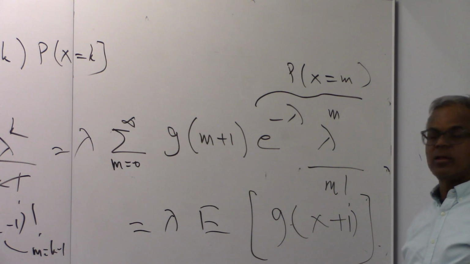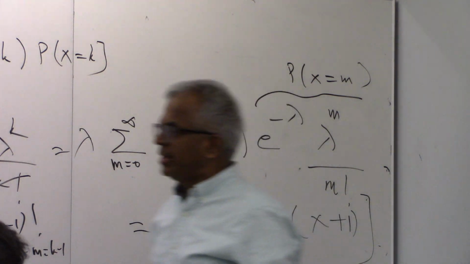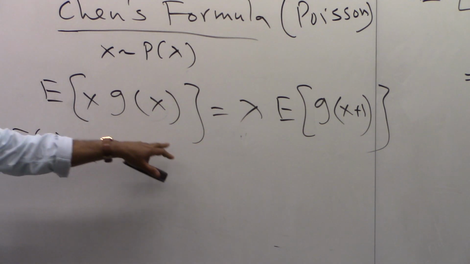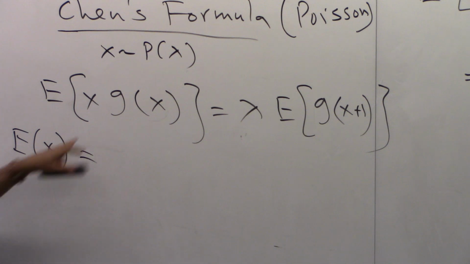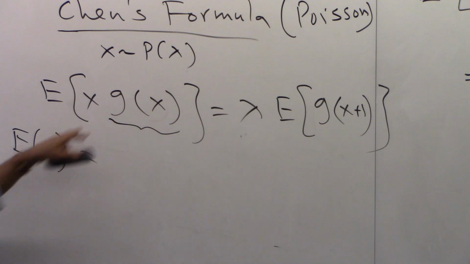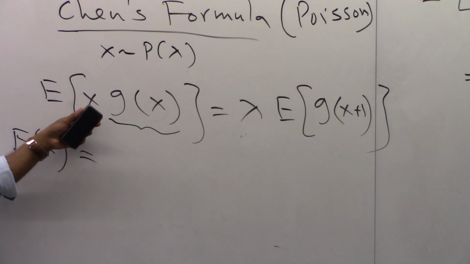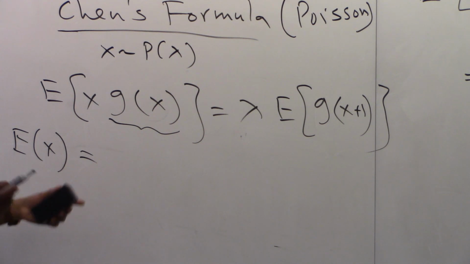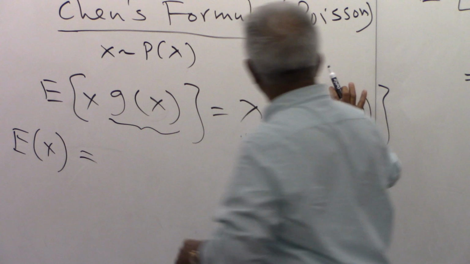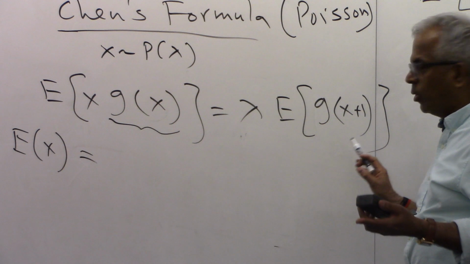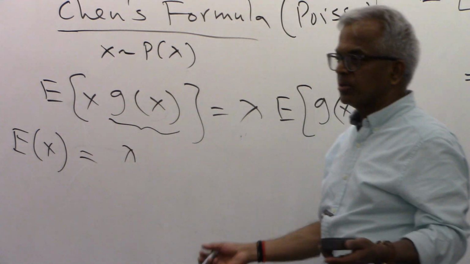Okay, so I proved the formula. Let me now use the formula to find all the means, variance, etc. So I want to find the expected value of x. What should g of x be? Anybody? I should take g of x to be what, to apply the formula? X is here, so g of x should be 1. So the answer is here, because g of x is 1, g of x plus 1 is 1, and the expected value of 1 is 1. So we get this formula easily.